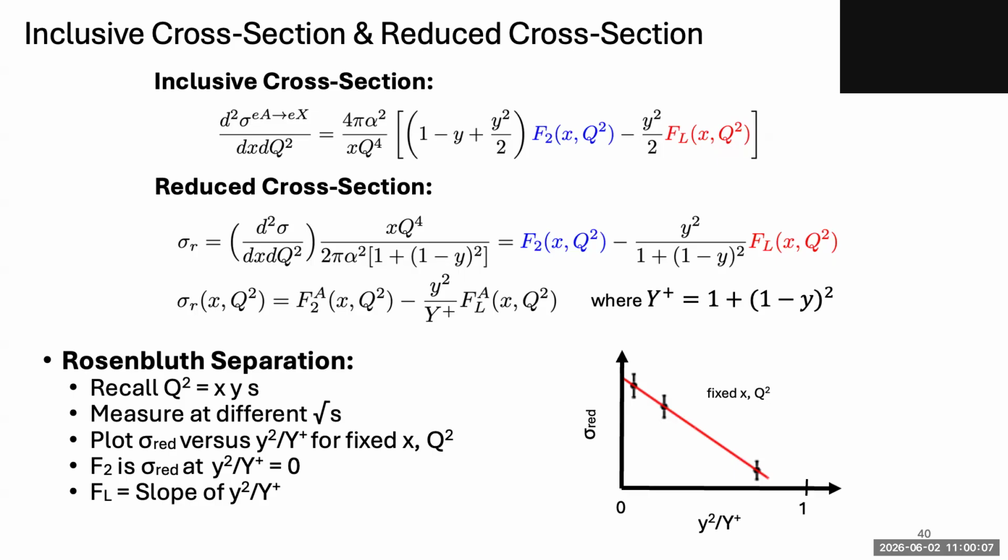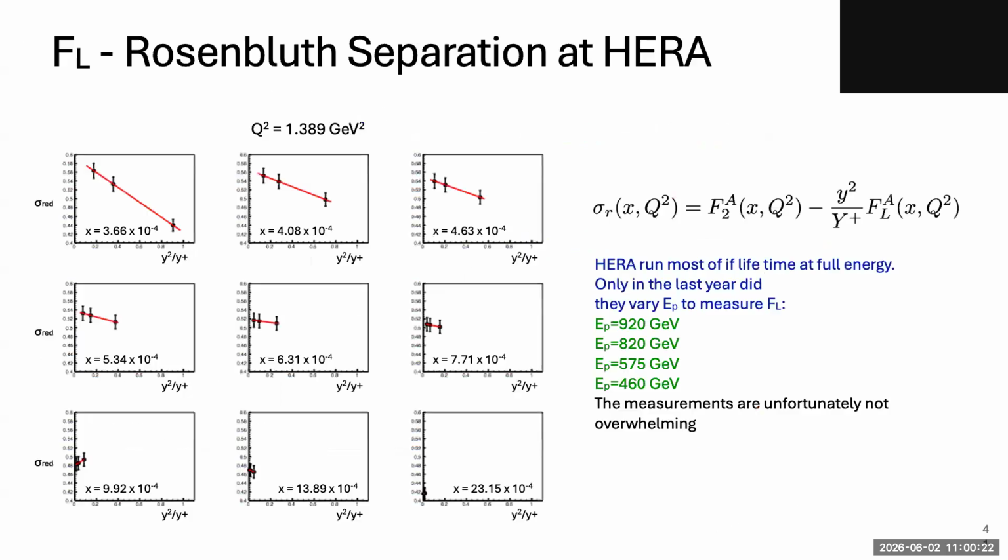You can have a reduced cross-section as a function of this variable at fixed x and Q squared, and you can measure this linear relation. The intercept is F2, and the slope is FL. So this is very important for inclusive DIS measurements. Let's take a look at what we had done at HERA.